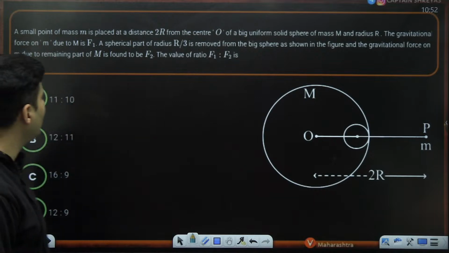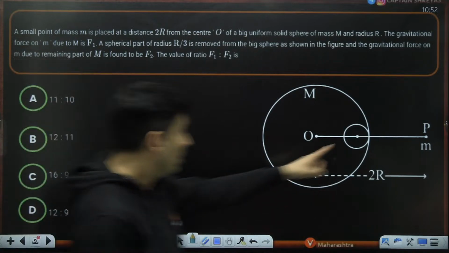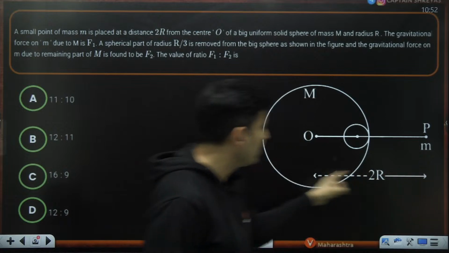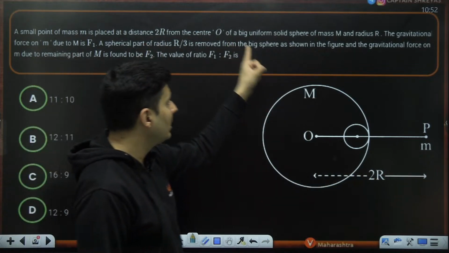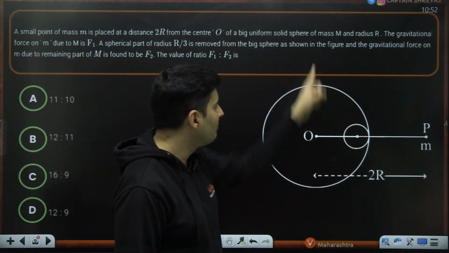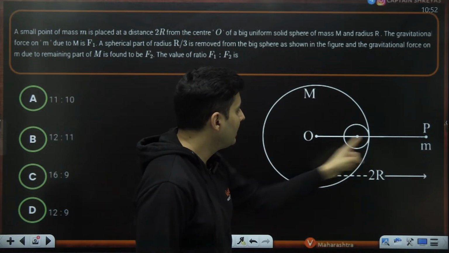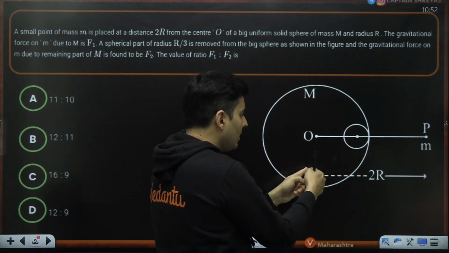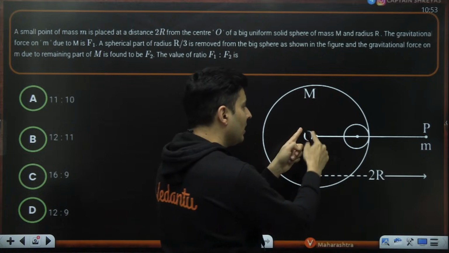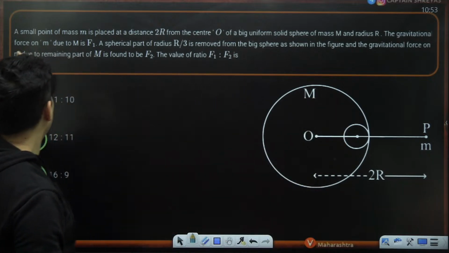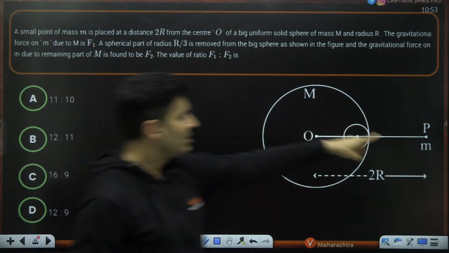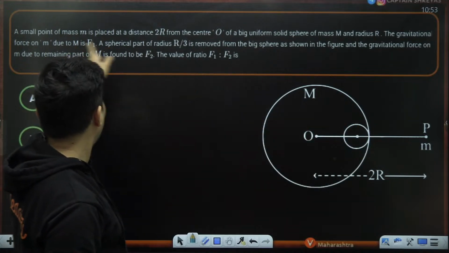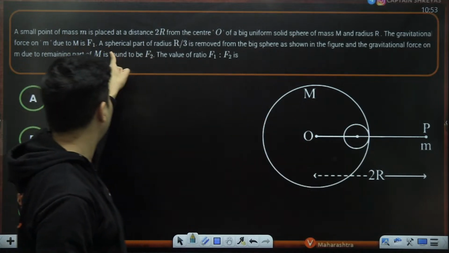A small point mass is placed at a distance of 2r from the center O of a big solid sphere of mass M and radius r. So this guy's radius is r. From the center, this distance is 2r. The whole mass is M. The gravitational force on small m because of capital M is F1.